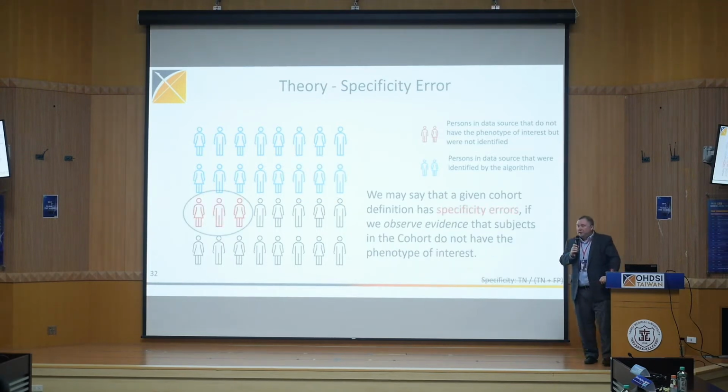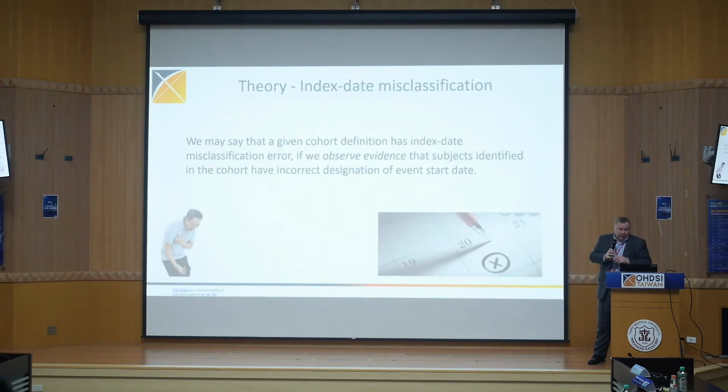Another error is specificity error. We're going to use our data to try to uncover whether or not there are people who we've identified in our algorithm that don't look like they might actually have the disease of interest. And in the index date in the specification, we're going to look for evidence that may suggest to us that the date we assigned individual patients might be incorrect one way or the other.